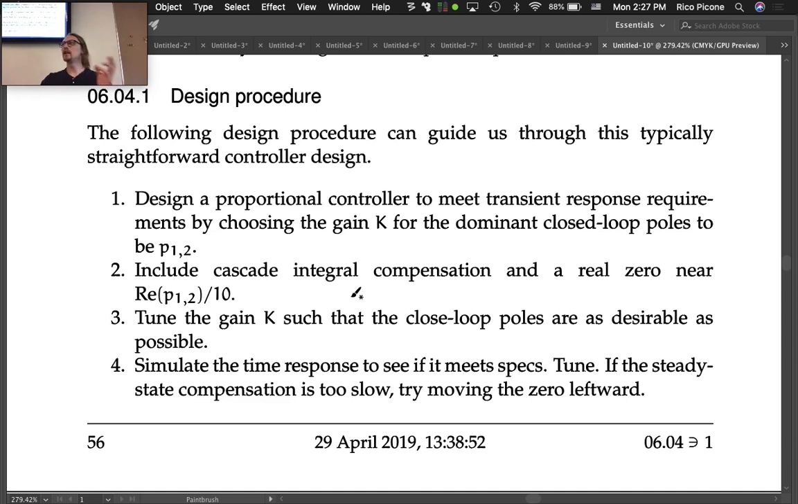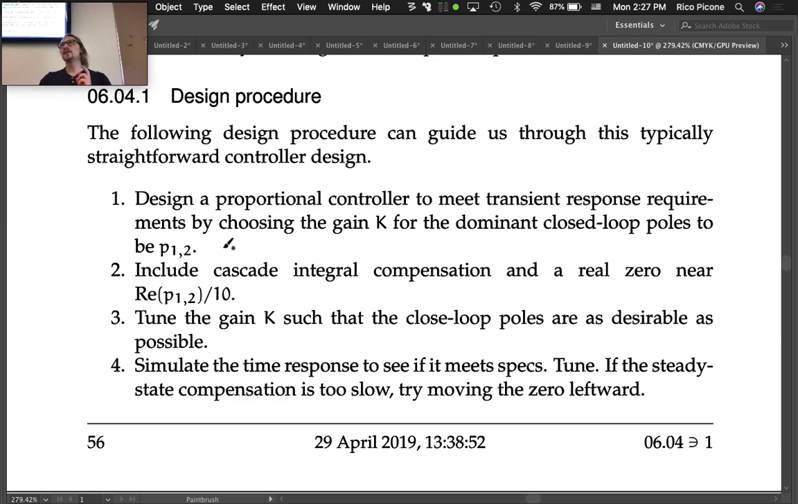So you decide to do an integral compensator. So include a cascade integral compensator, which includes an integrator and a real 0 near the origin. And I put here, this is sort of a rule of thumb: the real part of your dominant poles, if you divide it by 10, you're going to be 10 times closer to the imaginary axis with your 0.